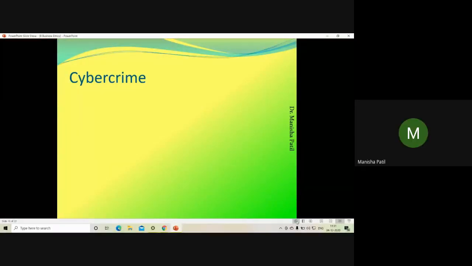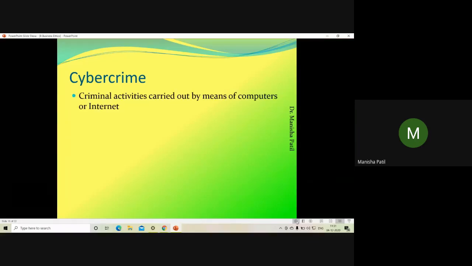Next, we come to cybercrime. Cybercrime means crime done with the help of or using computer system. So here you can find criminal activities carried out by means of computer or internet.